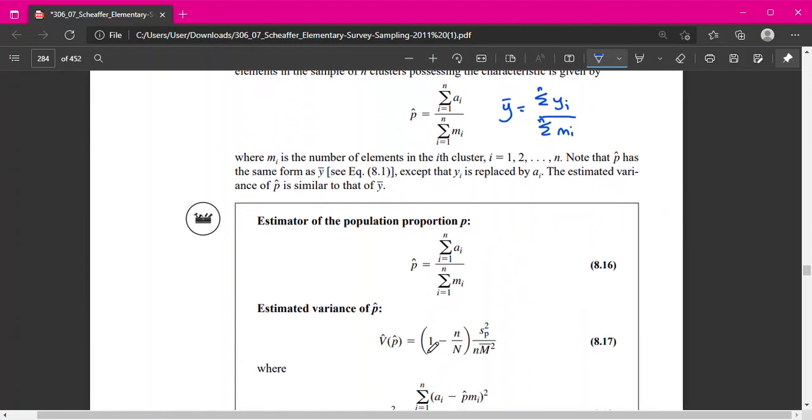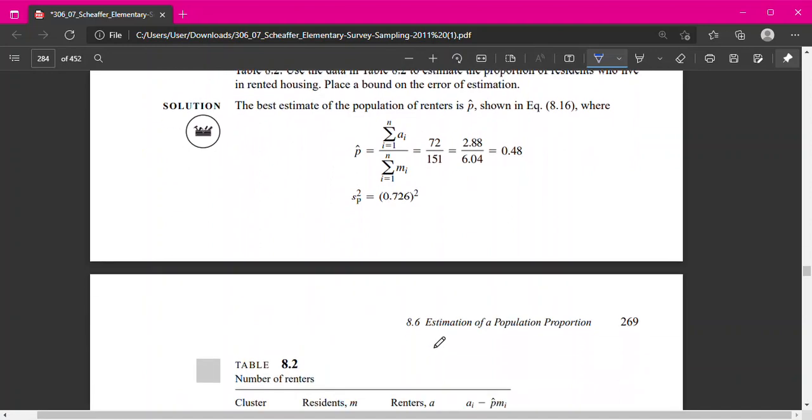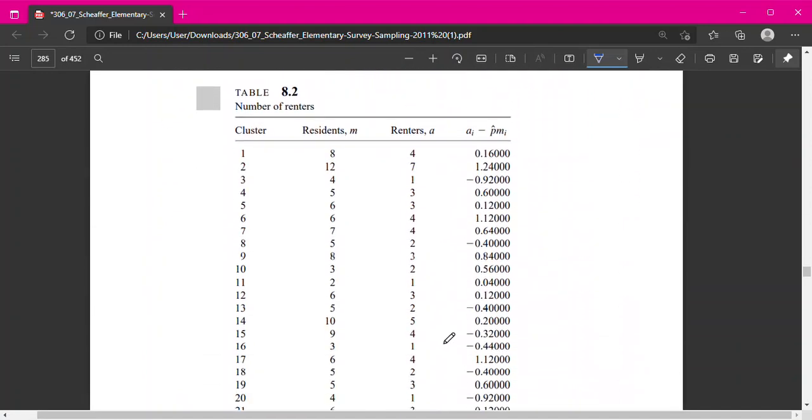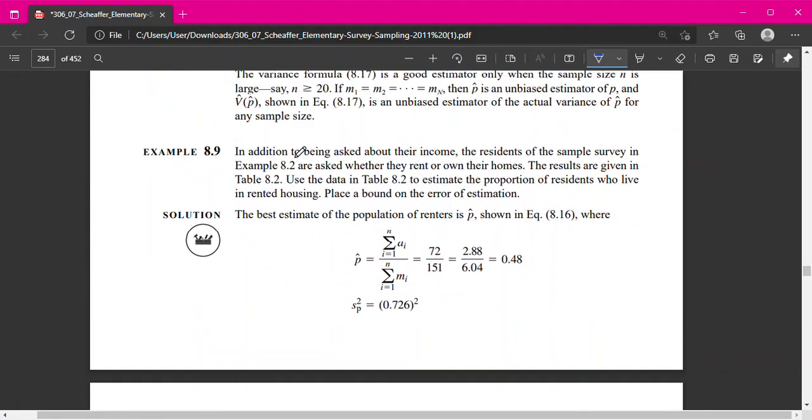Contohnya kita tengok bawah nanti. We look here lah. Contohnya baca dulu sikit. Okay, the resident of the sample survey in the previous example sebelum ni are asked whether they rent or own. Rent or own. So ada 2 outcome saja, 0 or 1. The results are given in the table 8.2. Estimate the proportion of the resident who live in rented house.